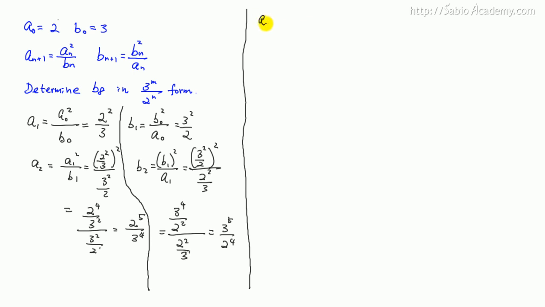So A sub 3 would be, again, the definition is this: A sub 2 squared over B sub 2. What about B sub 3? That would be nothing more than B sub 2 squared over A sub 2. All right. So A sub 2 is this here, so I will use it. So 2 to the 5th over 3 to the 4th, the whole thing squared, divided by B sub 2, which is this, 3 to the 5th over 2 to the 4th.